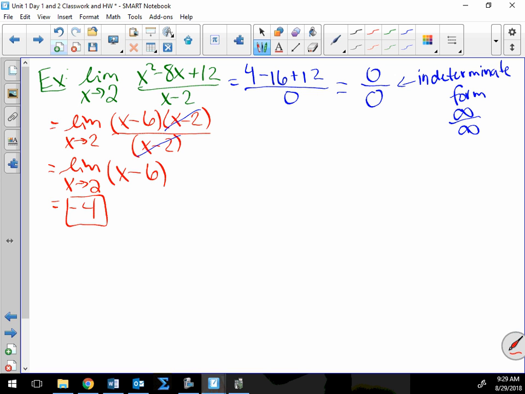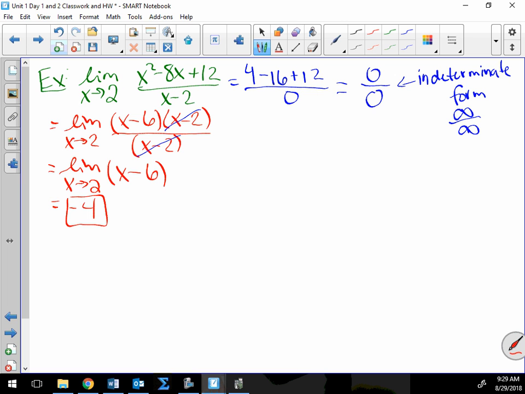Now, I do want to make sure we understand that this equation is not the same as this equation. This is a simplified form with a domain restriction. This graph looks just like this graph, except what has happened? Oh, good. We have a hole at x equal to 2. So these are not the same functions. They're very, very close, and they look the same, except this one does not have the hole and this one does.